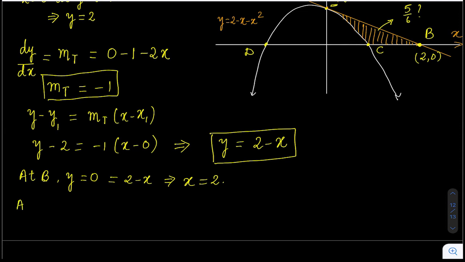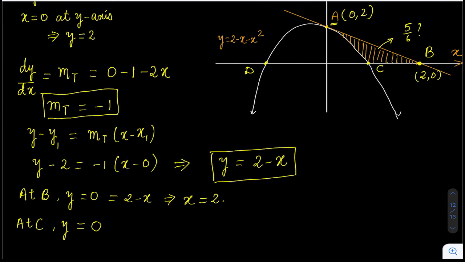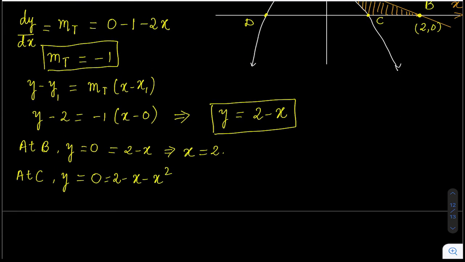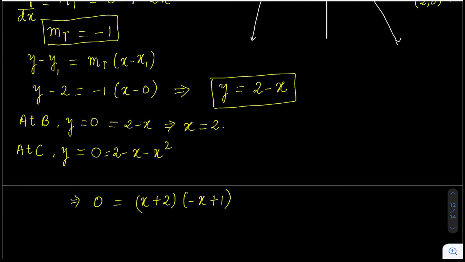Again, at point C, because it is again on the x-axis, y is 0, and C is on the curve, that is the quadratic. So y equals 2 minus x square. So let's solve this. This is a quadratic. Let's make factors of this. The factors of this will be (x plus 2) into (minus x plus 1). So these will be the factors.